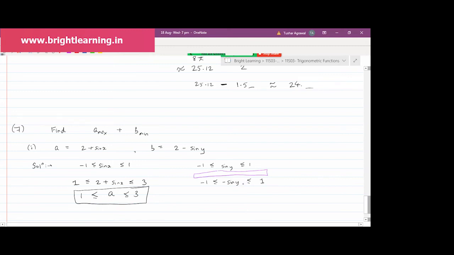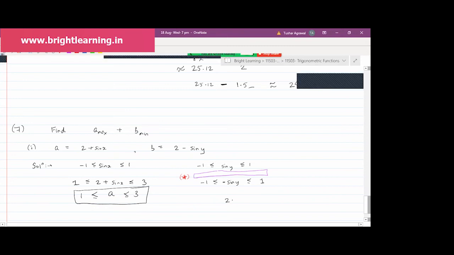When we are multiplying by a negative number, the inequality reverses. Keep this in mind. By solving inequalities, every time I used to give a red star over here. We are multiplying by minus 1, the inequality reverses. So one step I have skipped in between, the ultimate result will be this only. Negative of sine y also lies between minus 1 to 1.